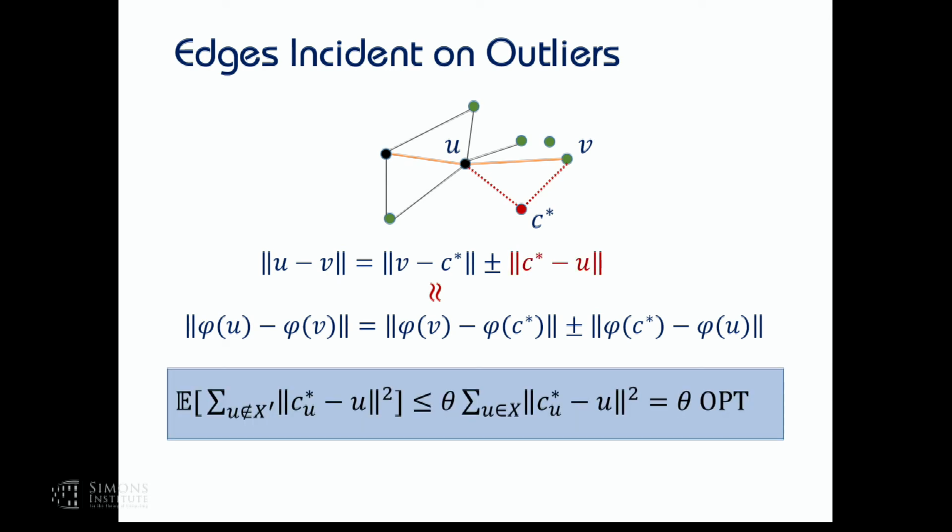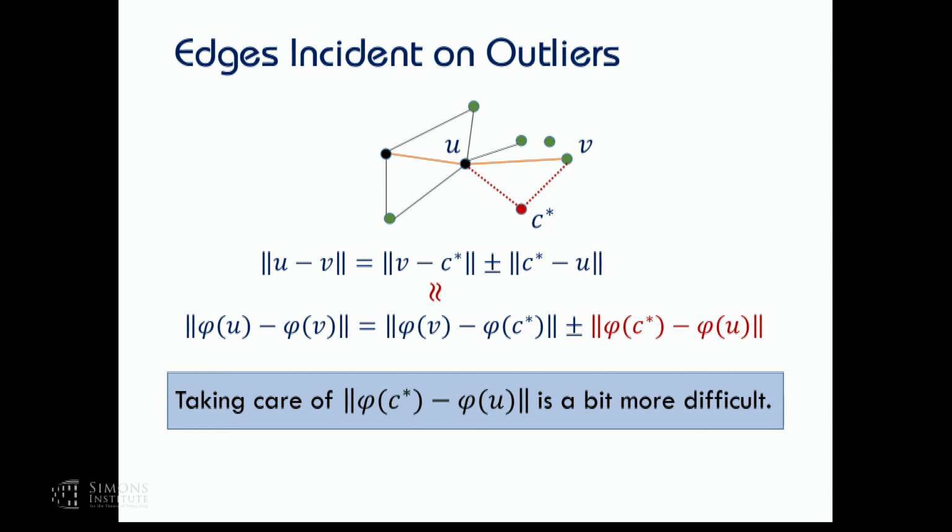And now we want to show that the total contribution of these terms and these terms is small. So let's take care of these terms, C star minus U. What we do is add these terms up over all points U that are outliers. And now we know that every point is an outlier with a small probability. So simply by the linearity of expectation, we have this bound. It's theta, the probability that U is an outlier, times this expression. And this expression is the optimal cost. So we get that the total contribution of all these terms is at most theta times opt.